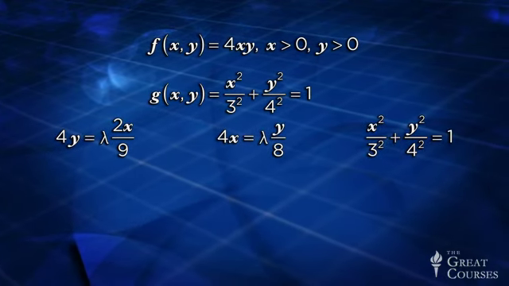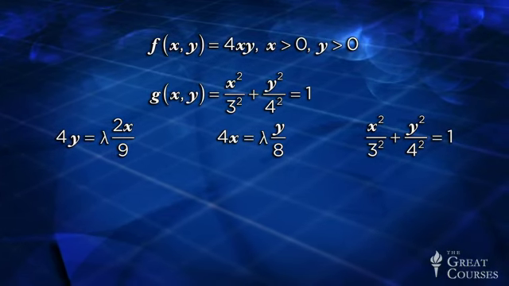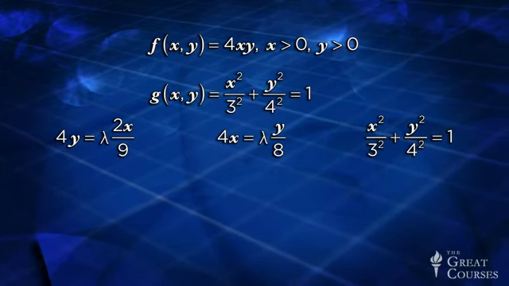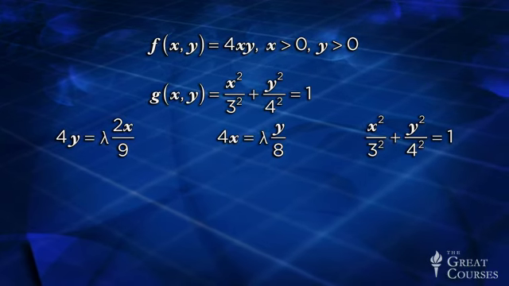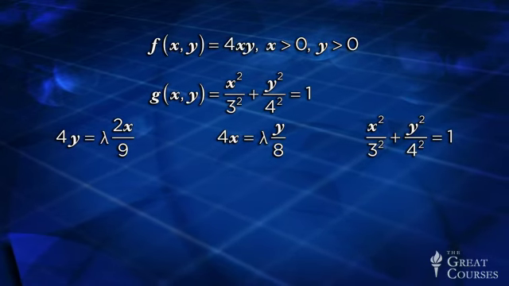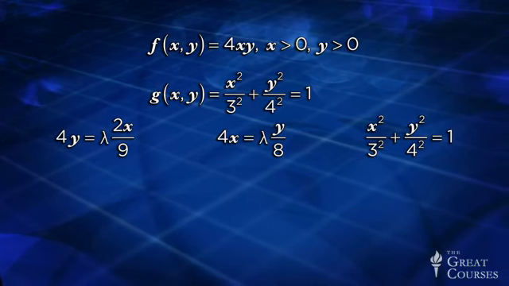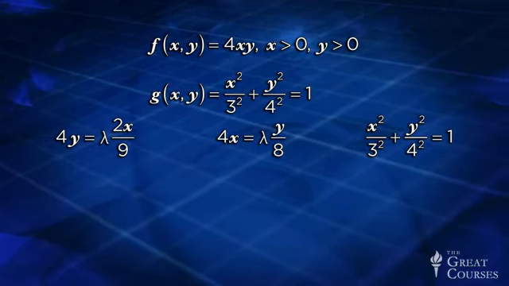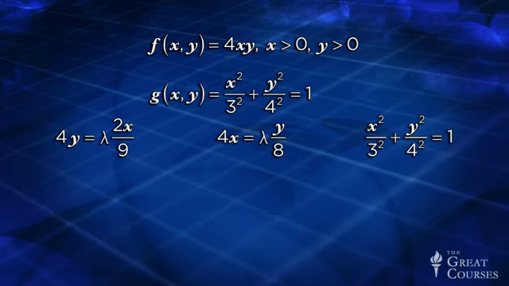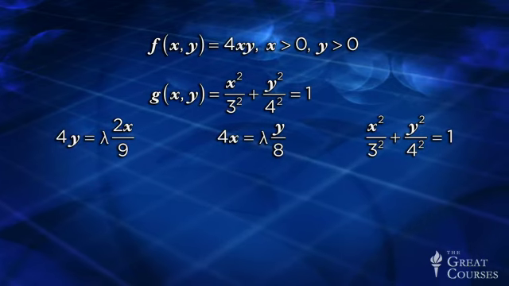Let me repeat those equations for you. 4y equals lambda times 2x over 9, 4x equals lambda times y over 8, and the constraint equation, x squared over 9 plus y squared over 16 equals 1. Okay, what was the calculus portion of this problem? It was setting the gradient of f equal to a multiple of the gradient of g. And that gave rise to those equations, and then we threw in the constraint equation, and we had this set of algebraic equations. Three equations, three unknowns.